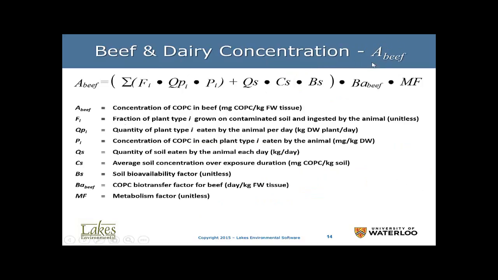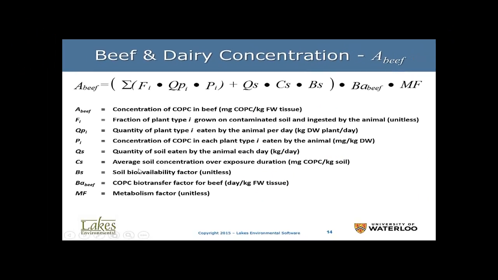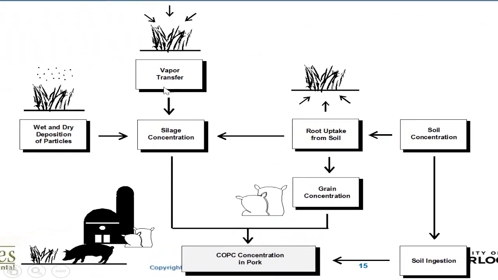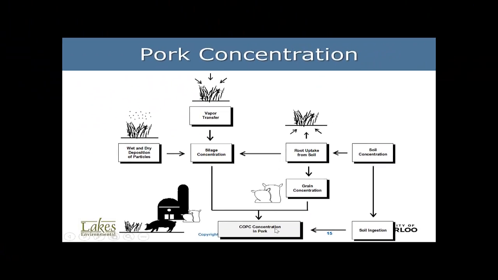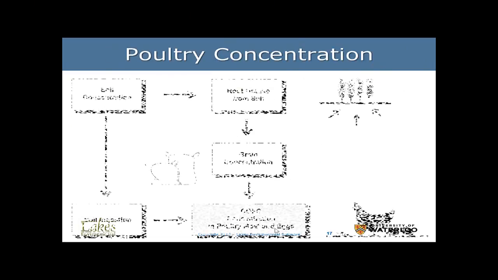This is for the beef, and you can see here we have the soil bioavailability factor. For example, a cow eats a little bit of soil, but not all the COPC in the soil will be absorbed by the animal. For pork concentration, it's very similar: wet and dry deposition of particles, vapor transfer, silage. We also have here the grain production, soil concentration affects everybody, and we get the concentration in the pork tissue. This is how we compute the pork concentration.